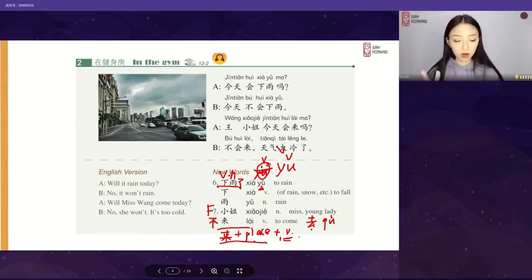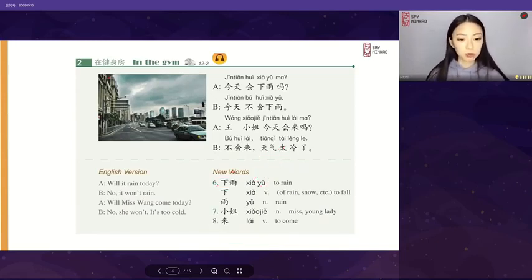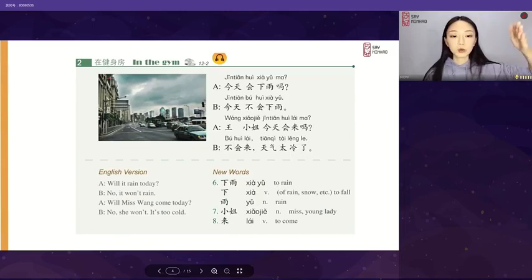Okay, this is for text 2. Let's try to read the new words from start. Read after me, please. 下雨, 小姐, 来. Okay, this is the new word. Now let's listen to the text. Please pay attention to the pronunciation.